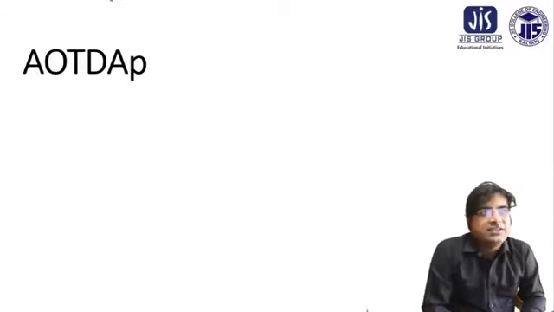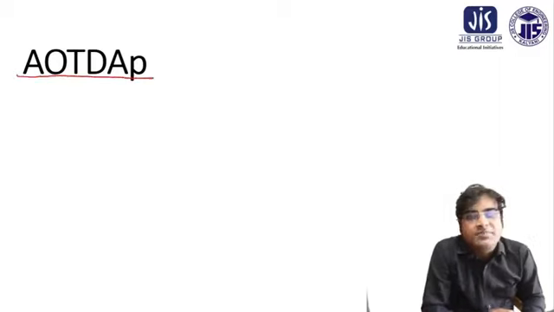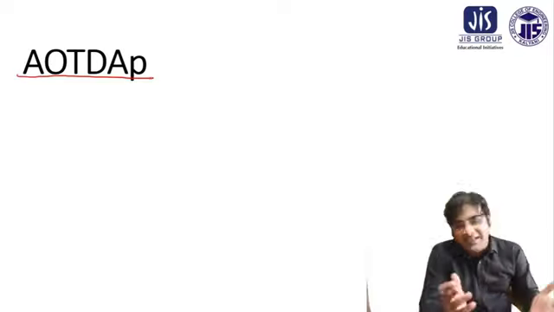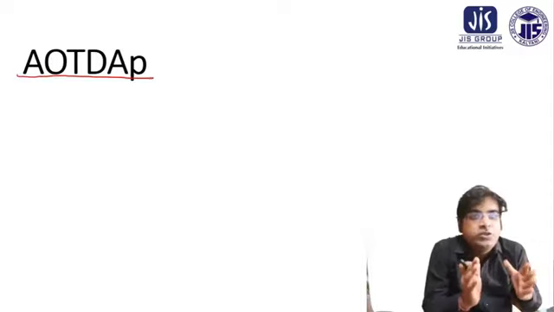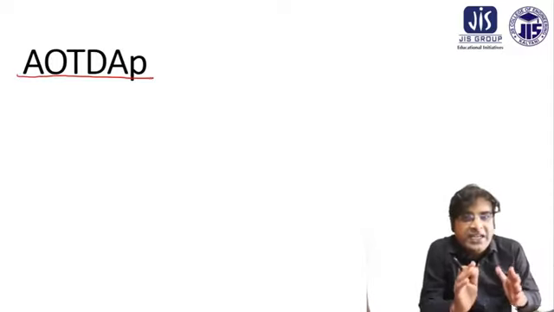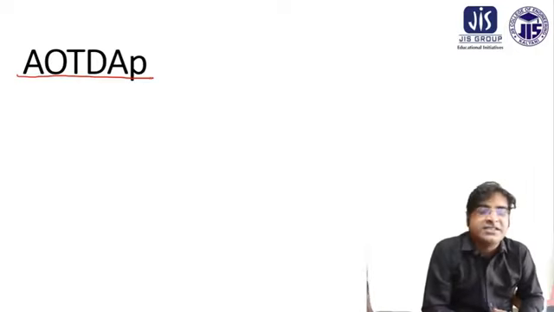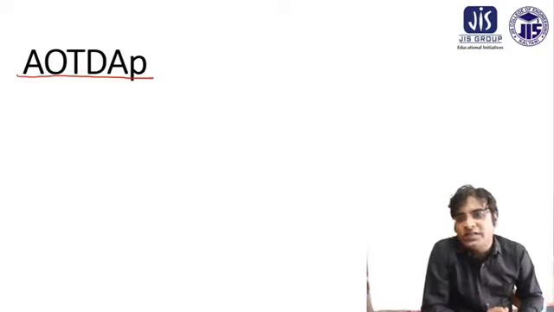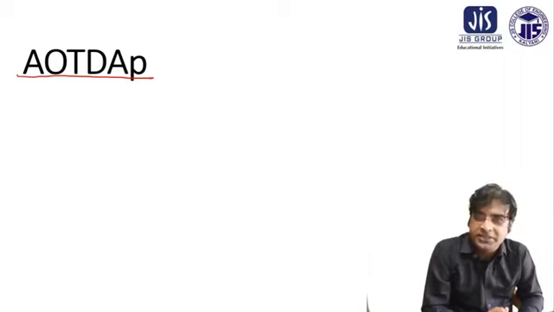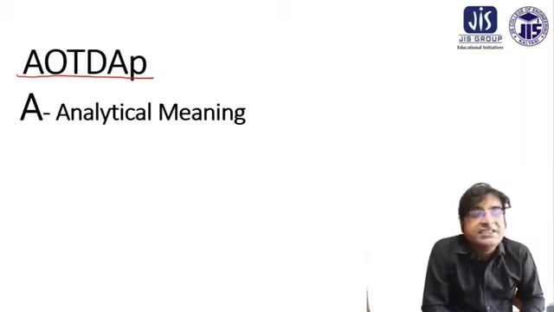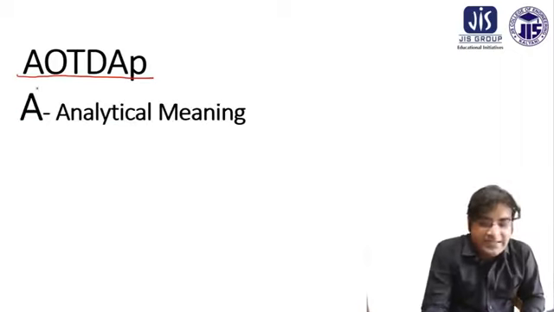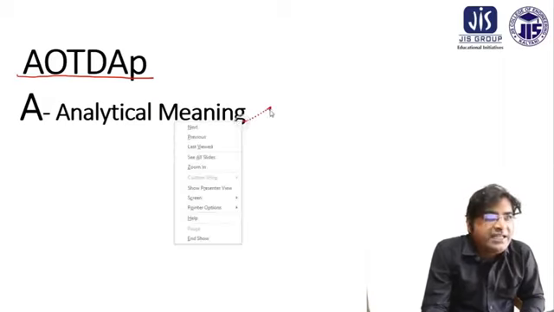You saw that one term I'm representing in here, that is AOTDAP. This AOTDAP, I think you are thinking about what is AOTDAP? This is the rules of the study of basic electronics, or any kind of electronics component, any kind of electronics device, or anything related to electronics; you can understand by this AOTDAP. So what is the rule? First, A for the analytical meaning. What is the analytical meaning? We will go for these things next time.